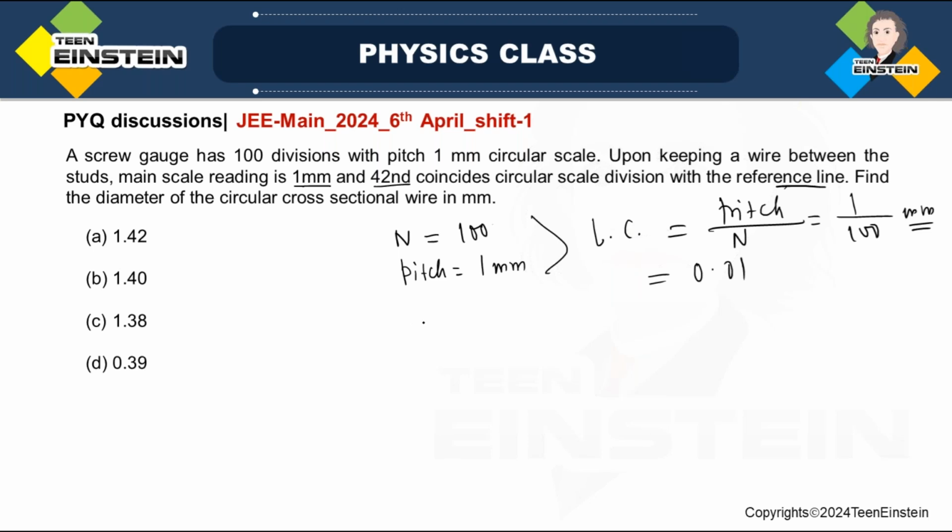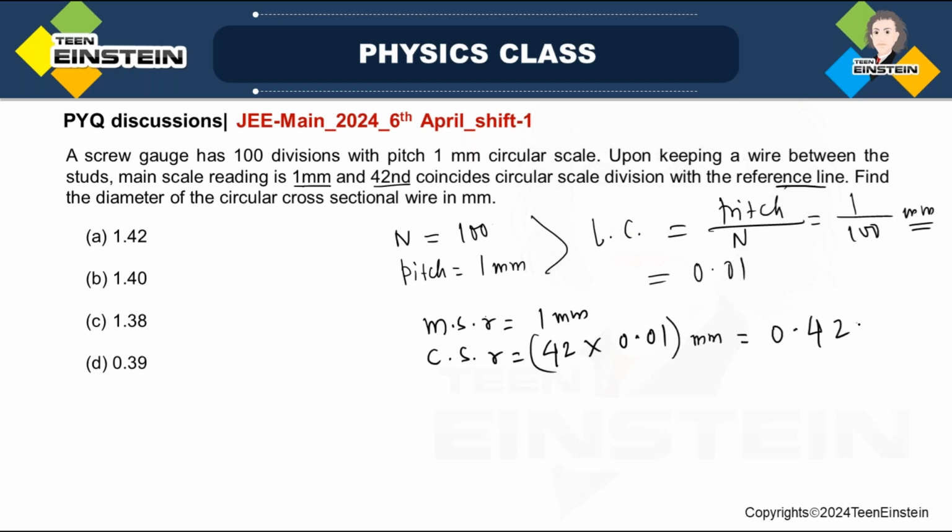So main scale reading, I'm writing MSR, is 1 millimeter. Circular scale reading is given as 42 into the least count, that is 0.01. This is also in millimeter. So then it is 0.42 millimeter.